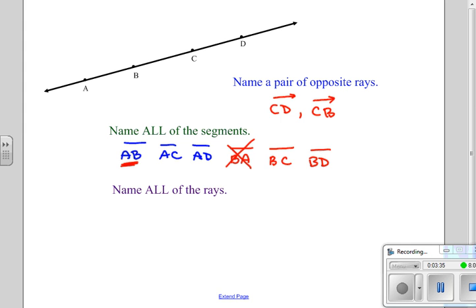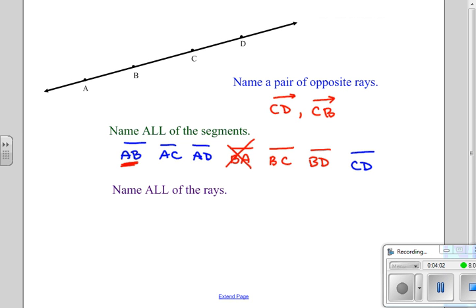Now I'm going to go back to, so I've done all the ones that started with A, all the ones that started with B, and now I'm at C. So segment CD. Again, I can't do like segment CB or CA because those are already listed. Because if you remember, for segments, it doesn't matter the order of the letters.